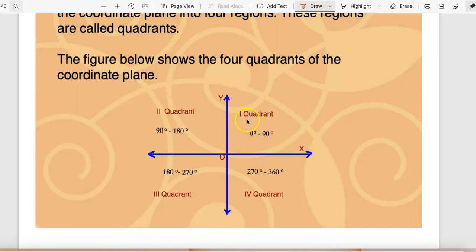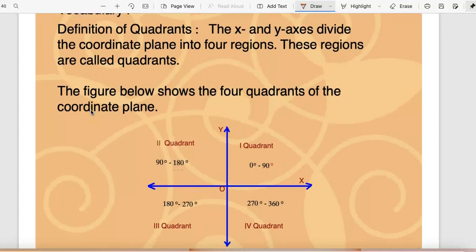So this is your first quadrant between 0 and 90 degrees, second quadrant 90 to 180 degrees, third quadrant 180 to 270 degrees, and the fourth quadrant is from 270 to 360 degrees. So all of our angles, if you are drawing any angle between 0 and 90, it goes over here. Between 90 and 180, it goes over here. 180 to 270 goes in this quadrant, and 270 to 360, it goes in that quadrant. Go ahead and copy these notes in your notebook.